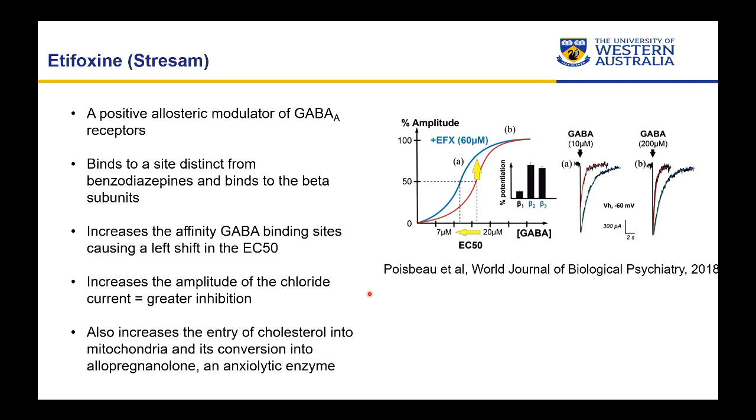It's also got some other effects. It's been shown to increase the entry of cholesterol into mitochondria, and it also is converted into another metabolite that is also an anxiolytic, so it seems to affect multiple mechanisms. Anyway, those are the two anti-anxiety drugs that we'll talk about. So again, etifoxine and benzodiazepine. Just know how benzodiazepine works compared to etifoxine and why they might be used to create an anti-anxiety effect.